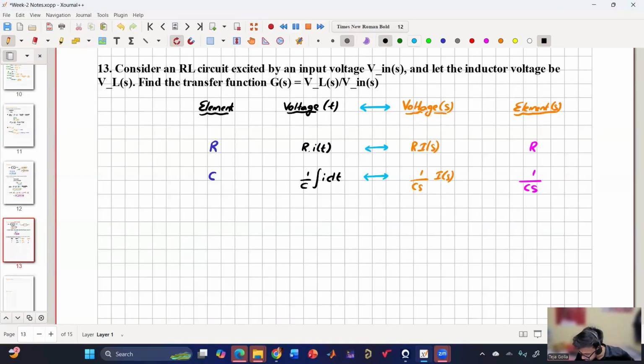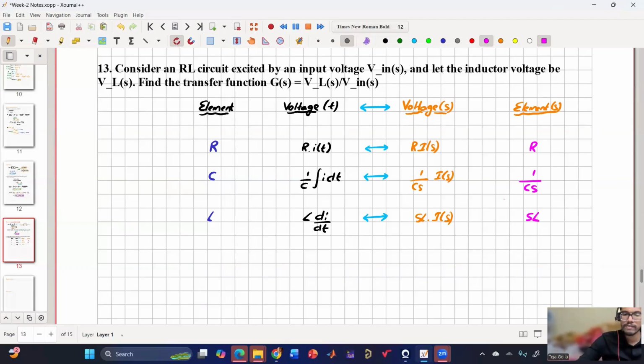Similarly, if we do it for inductor, how is it going to change? For inductor, it is L di by dt, right? L into di by dt. So now if we assume a zero initial condition, the transform will be S into I of S minus I of 0. Say I of 0 is 0, we'll have S into I of S. So SL into I of S. So if we divide by I of S, as if the element transfer function is S into L.